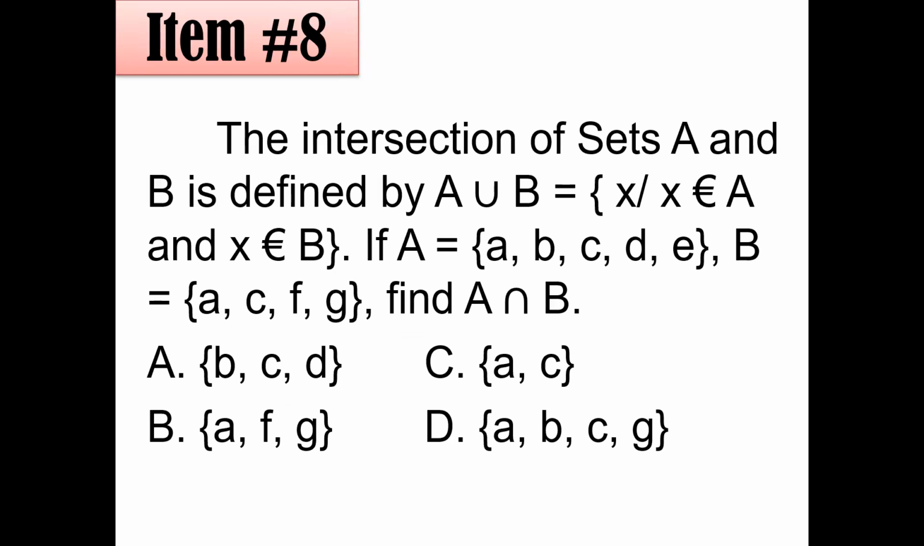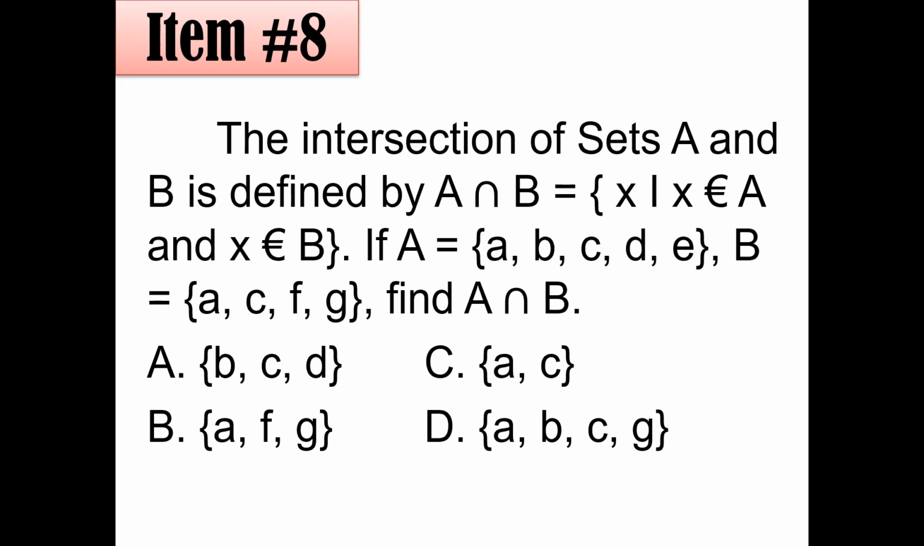The intersection of sets A and B is defined. Sorry, that one is reversed. Just a moment. Okay. If A is a set containing A, B, C, D, E, and B is a set containing A, C, F, G, find A intersection B. Okay, letter A. To make the long story short, when we speak about intersection, this is the list of elements common to two or more sets.